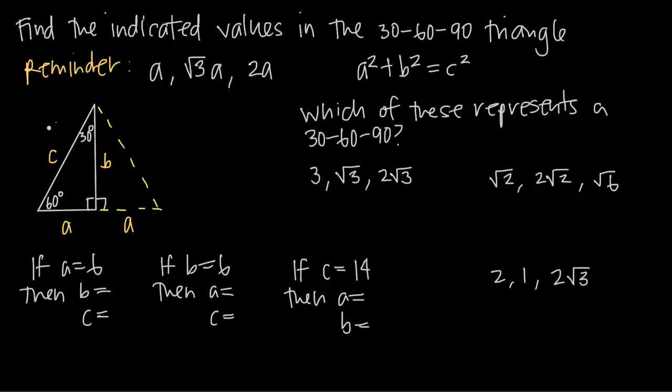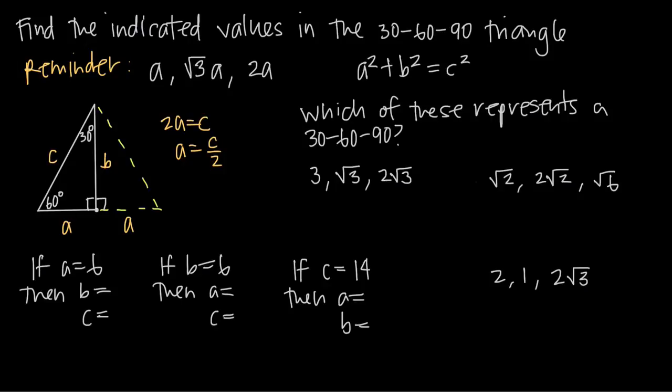Keep in mind, though, that this is an equilateral triangle, so the length of the base here is going to be equal to the length of this side, C. In other words, 2A is equal to C, or A is equal to C over 2. What this relationship tells us then is that when we have a 30, 60, 90 triangle, the length of the shortest side is always going to be half the length of the hypotenuse.